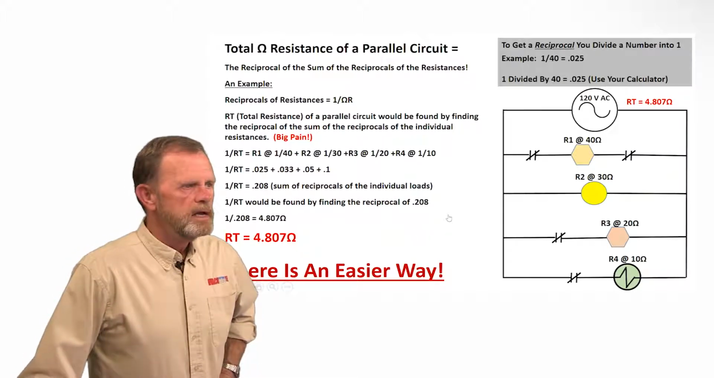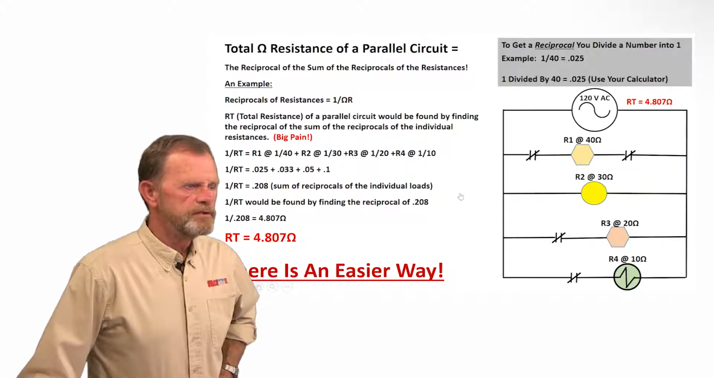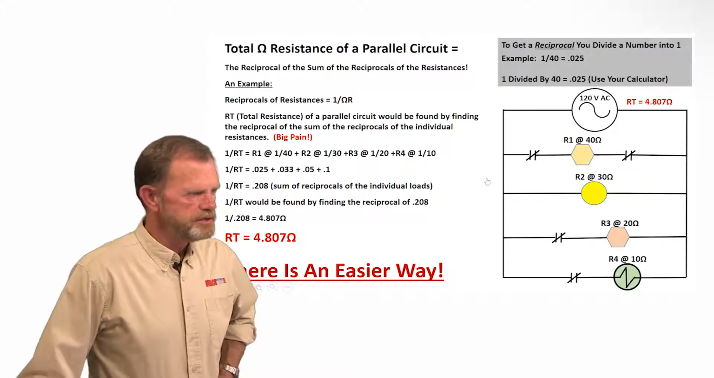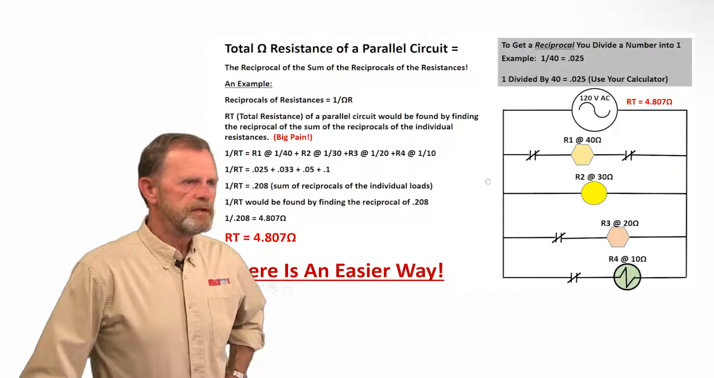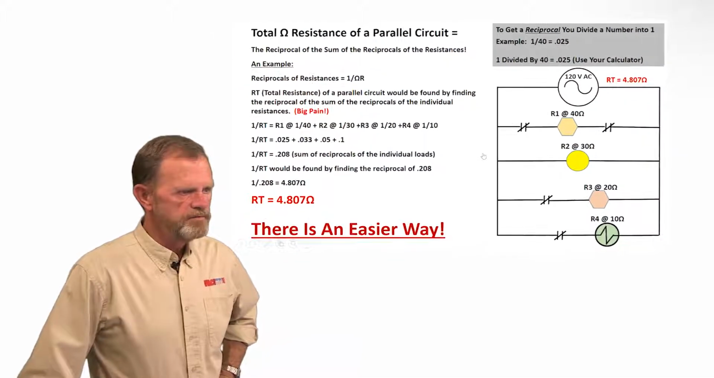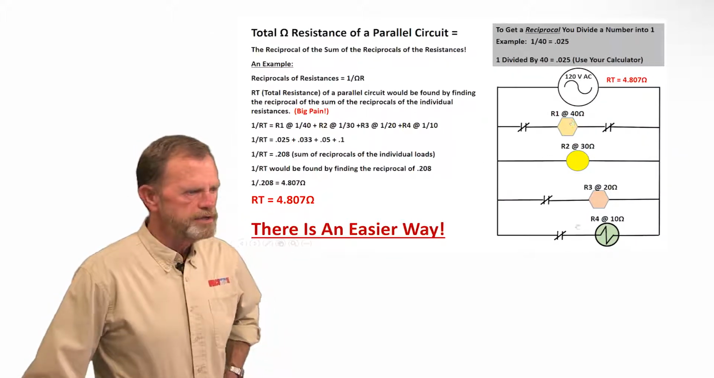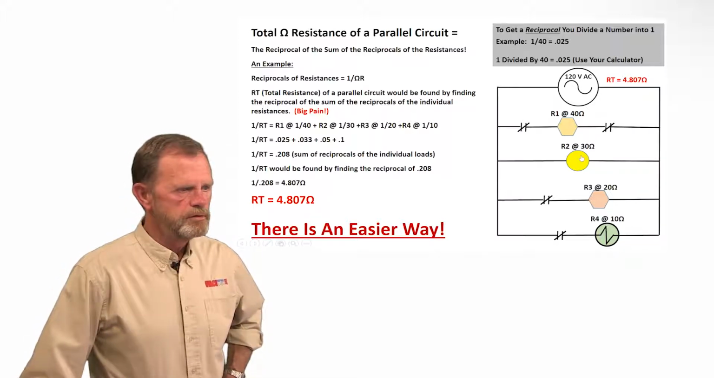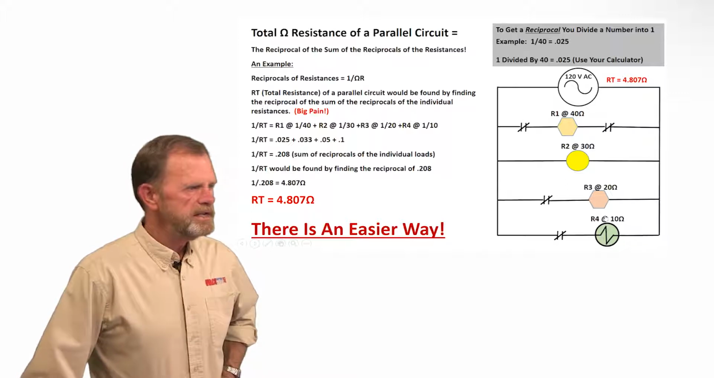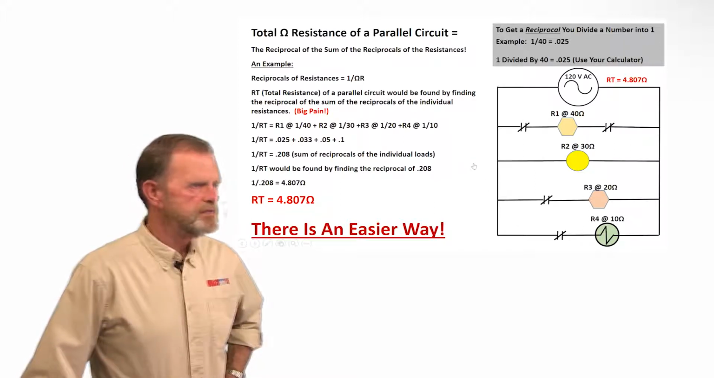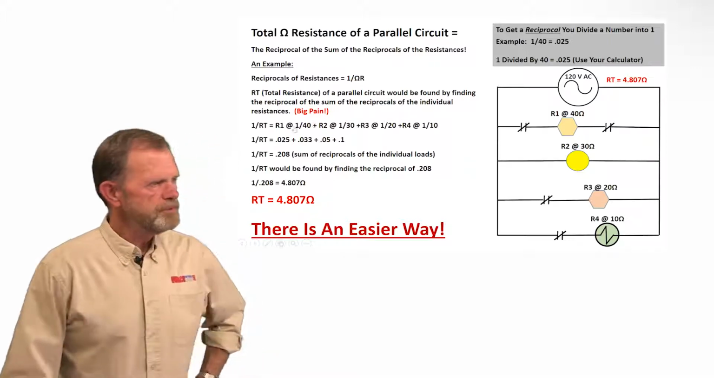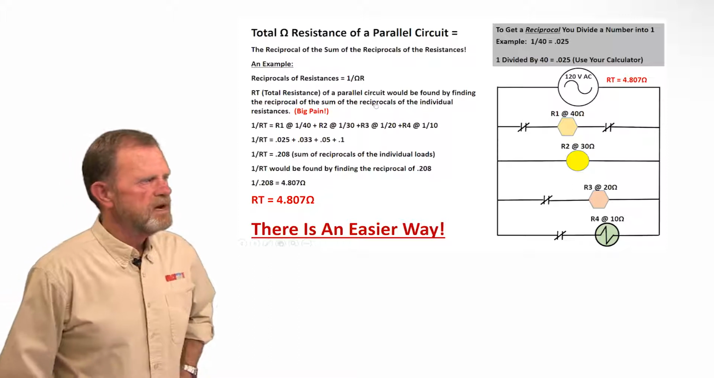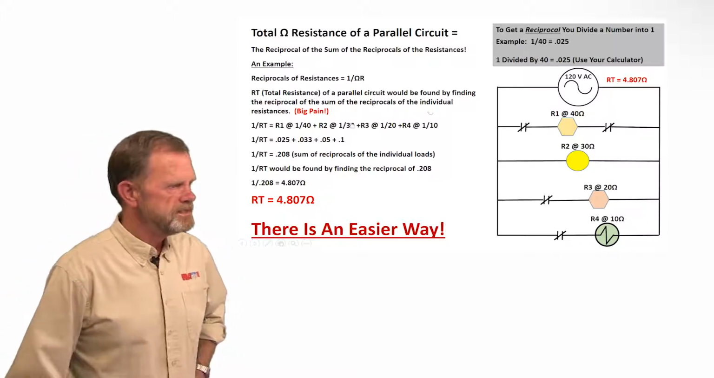All right, so if you're going to get the total resistance of a parallel circuit using the resistances of the various loads, and I've got 4 loads here, 120 volt power supply, 4 loads, 40 ohms, 30 ohms, 20 ohms, 10 ohms, made it easy just for the brain tease. So the way the spiel goes is total resistance of a parallel circuit would be found by finding the reciprocal of the sum of the reciprocals of the individual resistances.